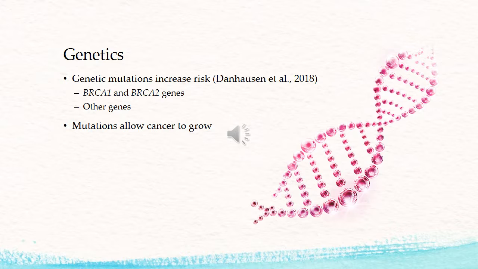the PALB2 gene. Genetic mutations lead to the development of cancer by allowing cancer to avoid our body's typical surveillance. In the case of BRCA1 and BRCA2 genes, they are known as tumor suppression genes, and when they have mutations, it allows for cancer to grow uncontrollably.